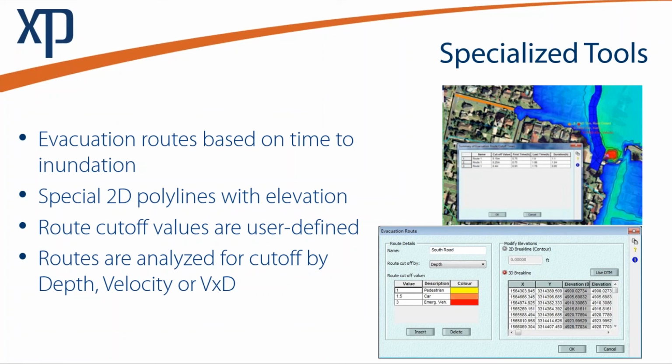And routes can be analyzed for cutoff by, again, any of the scalars that we want to use. But this is an especially useful tool to get model results out to people that can use it during flood events, like first responders, police, and people that are involved in emergency response in any way.